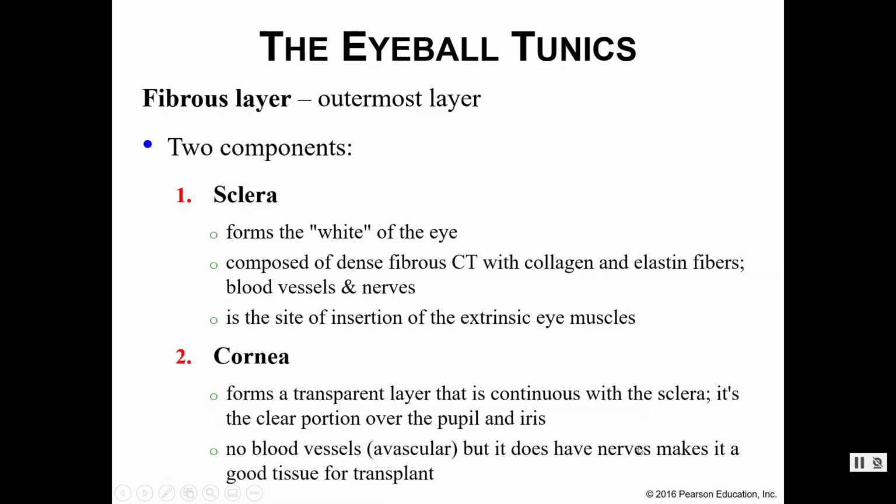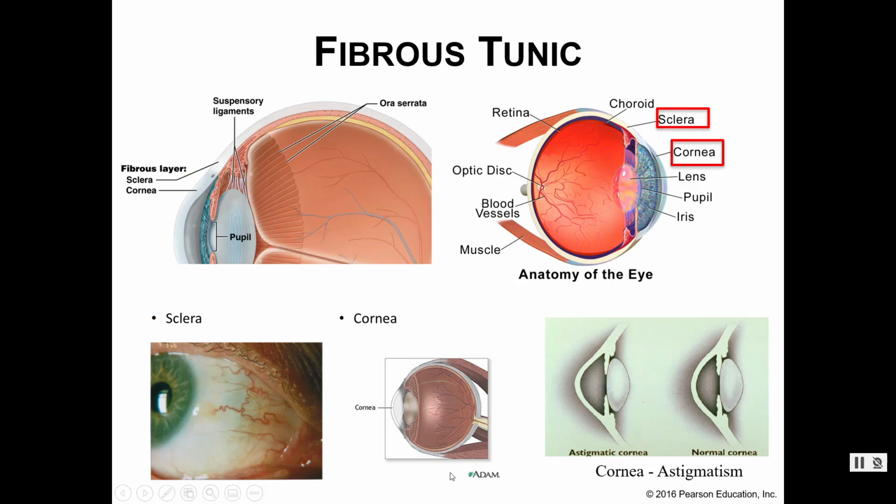Because there's no blood vessels here, this actually makes it a really good tissue for transplants. You can have a corneal transplant if you need one day. So there you go. All right, so here we go. We talked about the sclera, the white part, so it goes all the way around, but if we go forward anteriorly, eventually that very anterior portion becomes transparent, so that is the cornea itself.